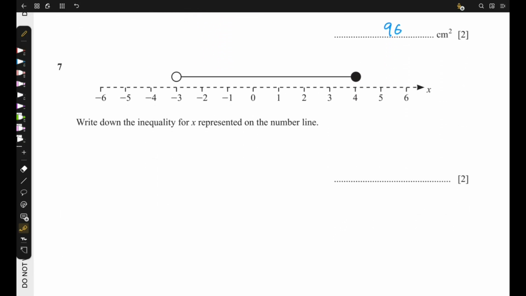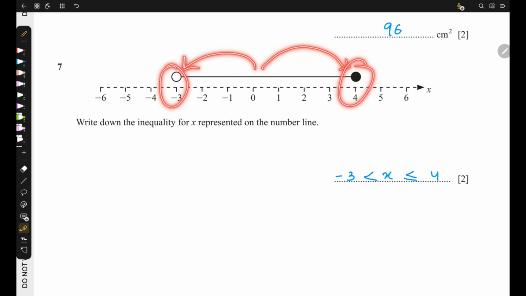Next one, question number 7. Write down the inequality for x represented on the number line. So you have to represent this line as an inequality, right? The numbers are -3 and 4, but this one is not filled and this one is filled. So we will use the less than symbol over here, but over here we will use less than or equal to. It means x is between -3 and 4, but -3 is not included, while 4 is included.